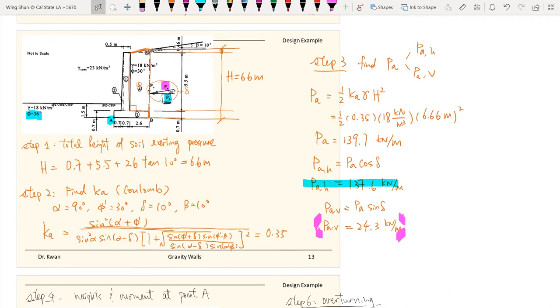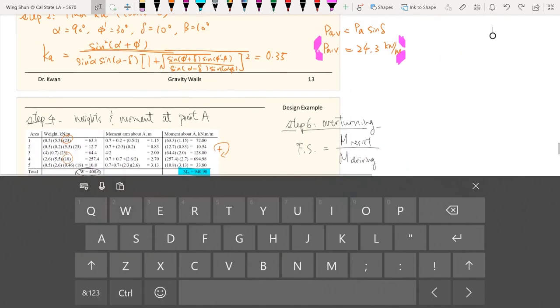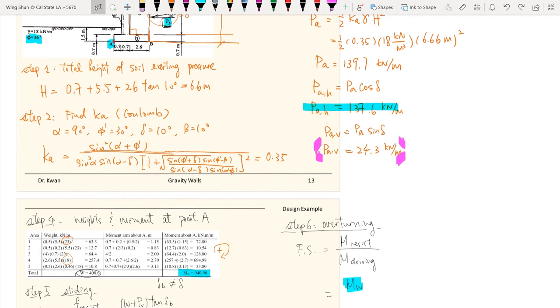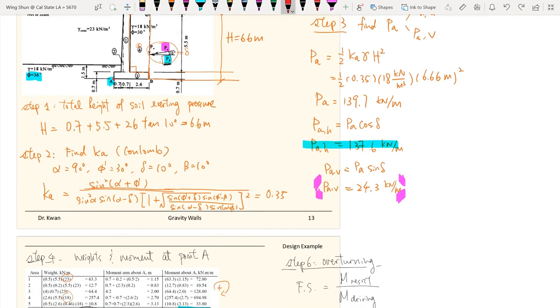Because when this turns, it will try to turn about point A, right? Overturning means the loading from the backfill forces the wall to hinge about point A and rotate this way. So this is the overturning that we are designing for, and we try to find the factor of safety for that. And the driving force will be the two that come from the backfill loading, the P_A and the P_V.